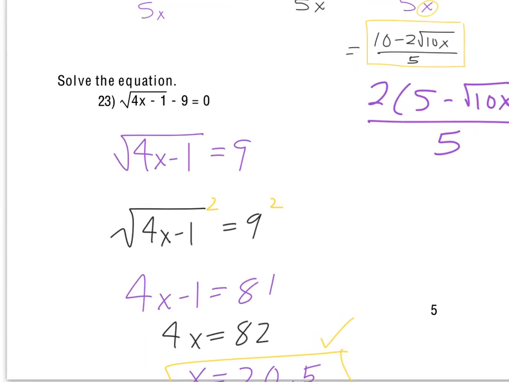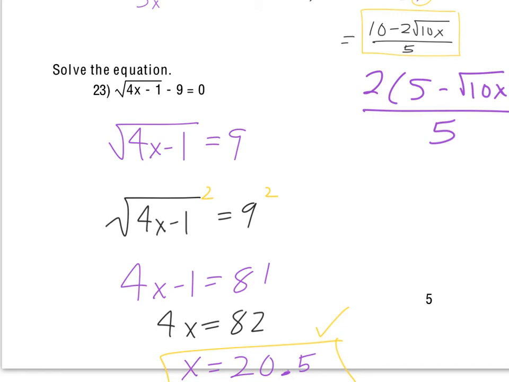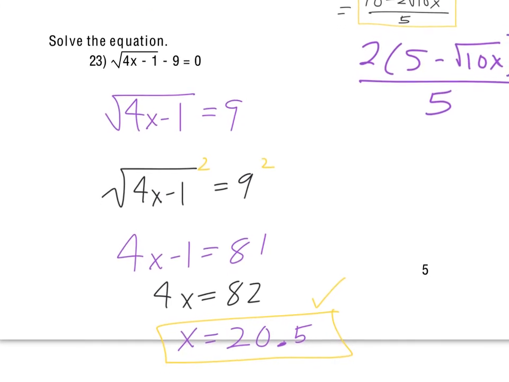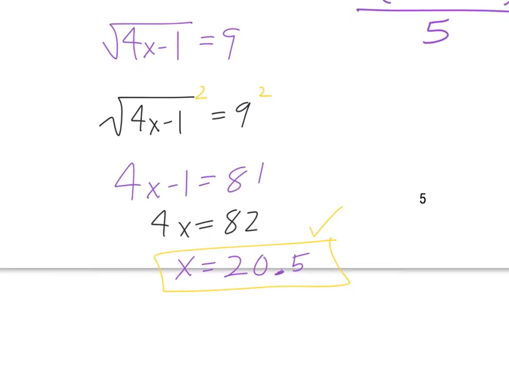And then number 23, we get into solving equations. So remember, the first thing we want to do is try to isolate the radical that we have. So I added 9 to both sides. And then the reason we want to isolate that radical is so we can get rid of that by using the power property. So we take both sides to the second power. On the left side, that just gives us 4x minus 1. On the right side, we get 81. We add the 1, that's where we get 82, and then divide by 4, we get 20.5.